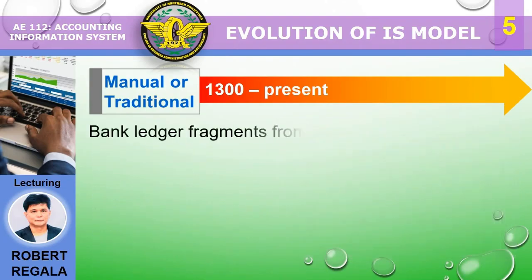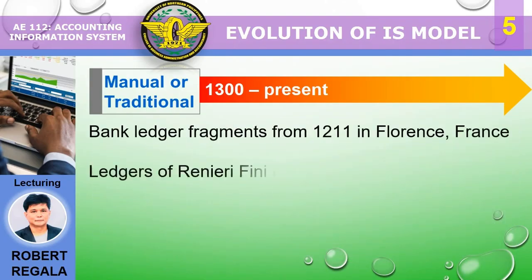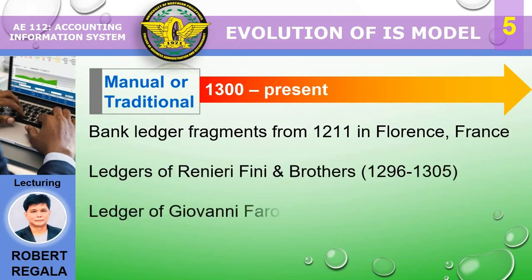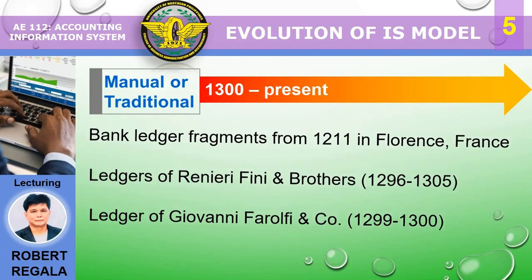Other extant documents from the 13th century include: 1. Bank ledger fragments from 1211 in Florence, Italy. 2. Ledgers of Rini Ruffini and Brothers, 1296 to 1305. 3. Ledger of Giovanni Farolfi and Company, 1299 to 1300.